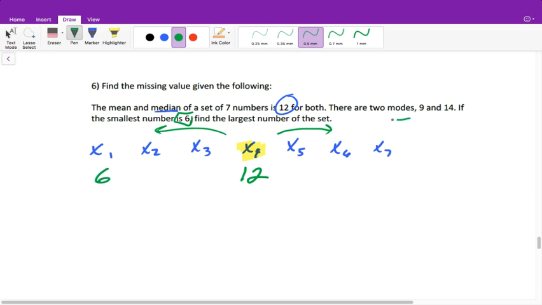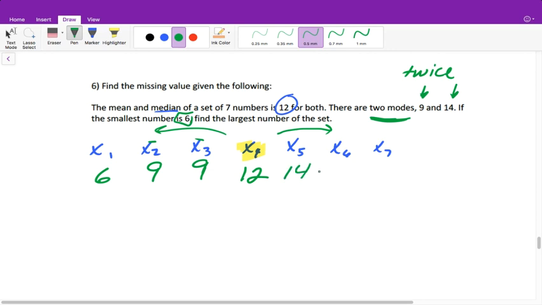It also tells me that there's 2 modes, and it's 9 and 14. So in order for it to be a mode, it had to appear more than once. Well, 9 has to go here and here because it needs to appear more than once. If we just put 9 here and not again, then it's not the mode. So 9 has to appear here, and it can't appear anywhere else. Otherwise, it's on the other side of 12, which it can't be because it must be less than. So that means that both of these had to have appeared twice.